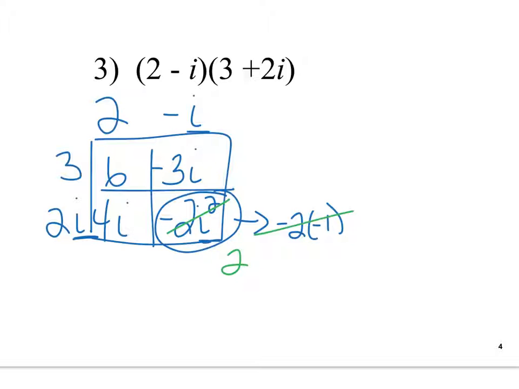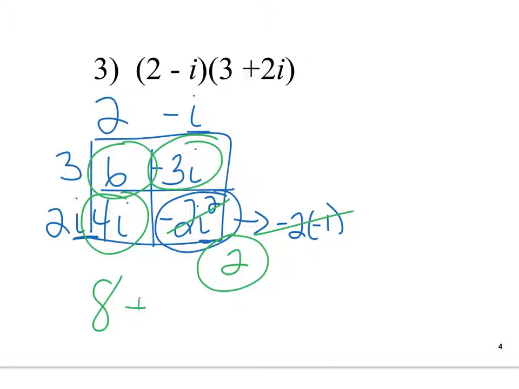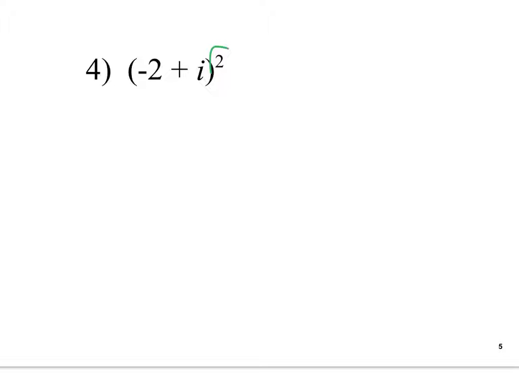So now we combine our like terms. The 6 and the 2 is an 8. The 4 and the -3, it's a positive 1i. Remember, you just combine the 4 and the -3. It's 4 minus 3 is 1. Okay, this one, whenever you see a squared, you know you write it twice. And then you just do your regular box method. So try that out and we'll come back with that one.